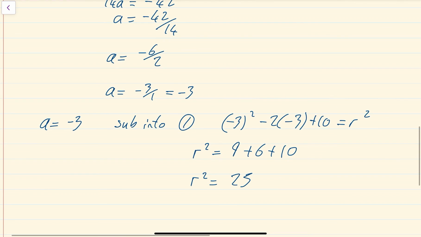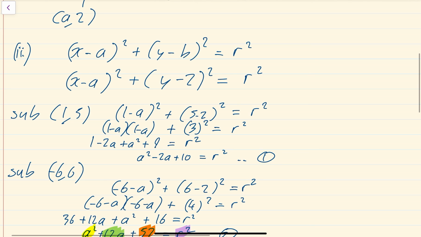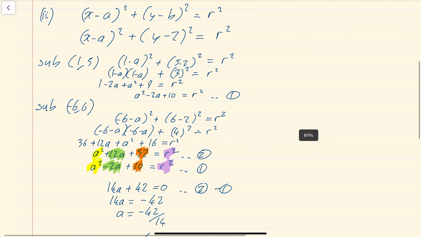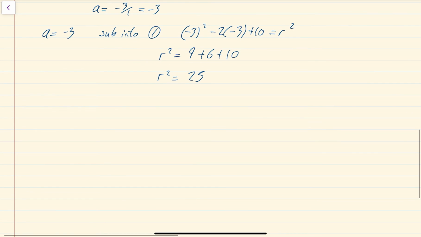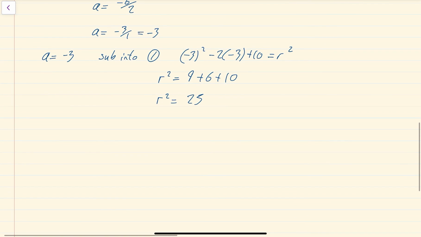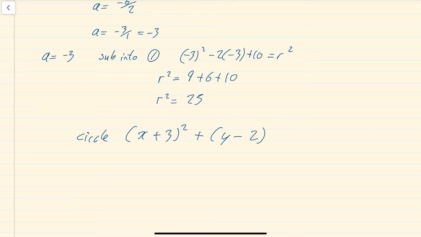So we don't even need to find that. r clearly would be 5, but we don't need to find it. Remember, the equation of a circle is x minus a all squared plus y minus b all squared equals r squared. So you just say, my circle is x minus minus 3, so x plus 3 all squared, plus y minus 2 all squared is equal to 25. And that's it done.